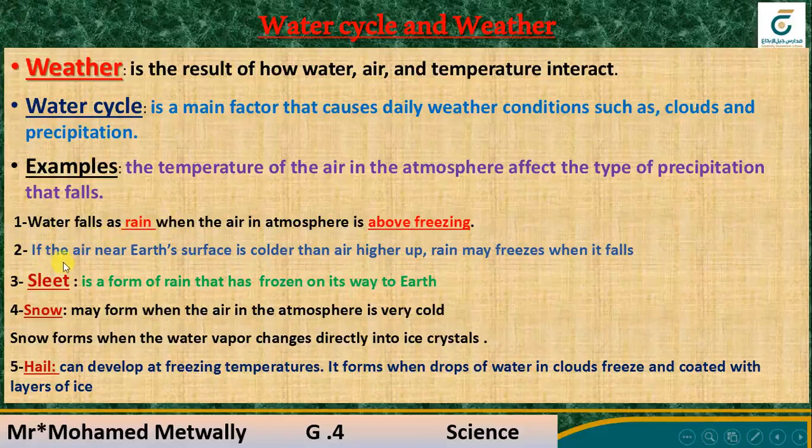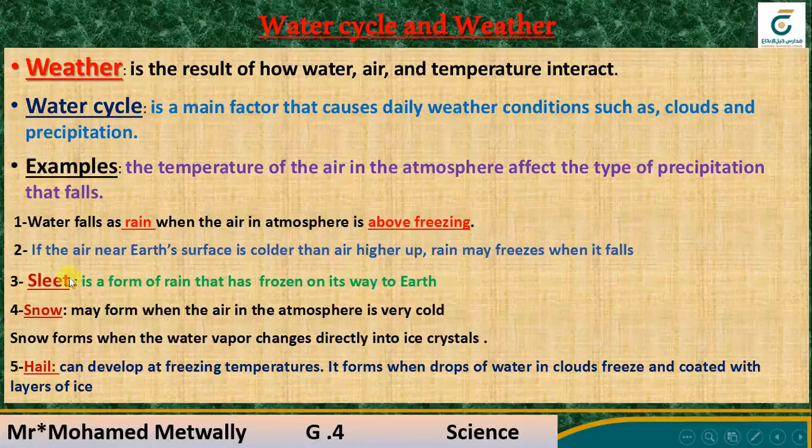Number two, if the air near Earth's surface is colder than air higher up, rain may freeze when it falls. Let me give you an example here. Imagine that you drink a hot drink. After you finish this hot drink, you start to drink a very cold one. What will you feel if you drink two different drinks, one of them hot and the other cold? You may feel some hurt in your teeth because of the change in the temperature of the two drinks.